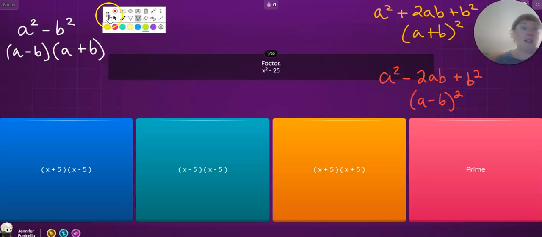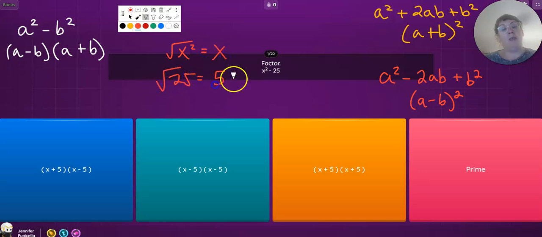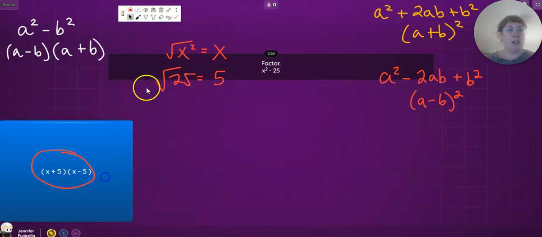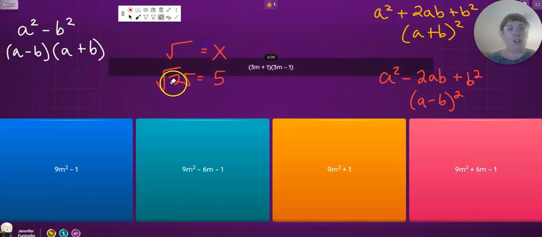So for this specific example, we have two terms and we're wanting to factor it. So this is the difference of perfect squares. The square root of x squared is x, and the square root of 25 is 5. We do have a subtraction sign in the middle, so we're going to do x plus 5 times x minus 5. So you're going to select that blue option. Beautiful. And then we'll go to the next question.